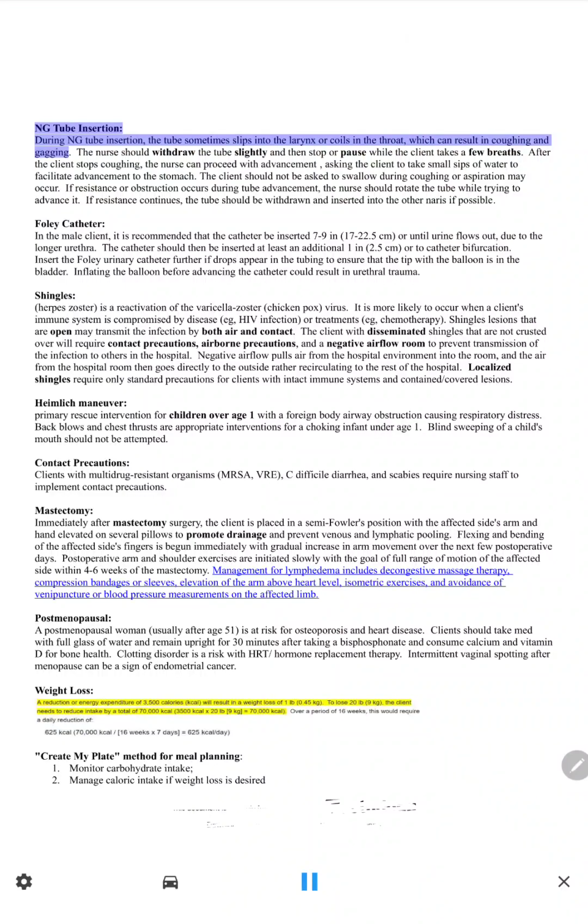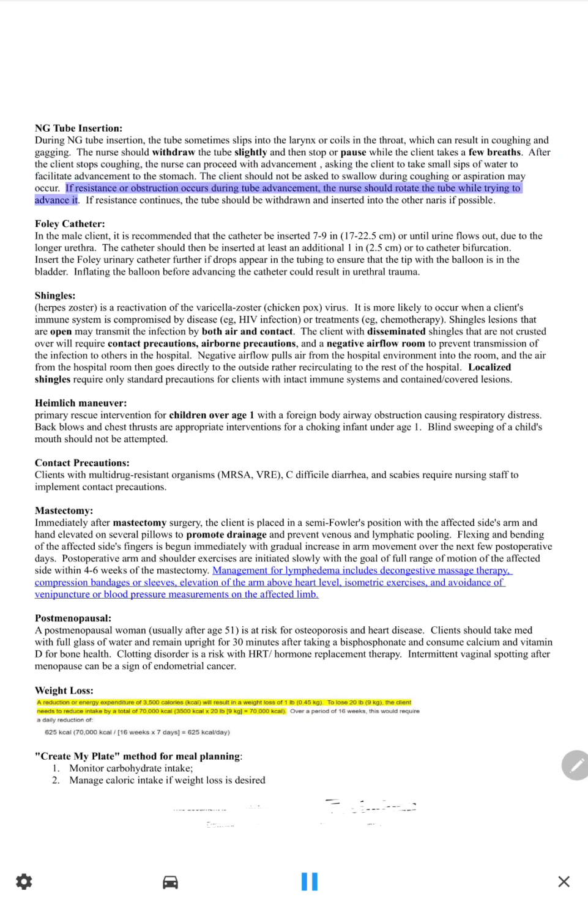Tube insertion. During tube insertion, the tube sometimes slips into the larynx or coils in the throat, which can result in coughing and gagging. The nurse should withdraw the tube slightly and then pause while the client takes a few breaths. After the client stops coughing, the nurse can proceed with advancement, asking the client to take small sips of water to facilitate advancement to the stomach. The client should not be asked to swallow during coughing or aspiration may occur.